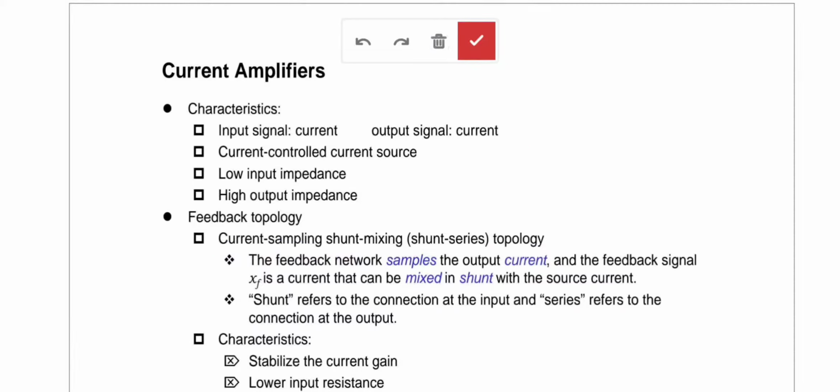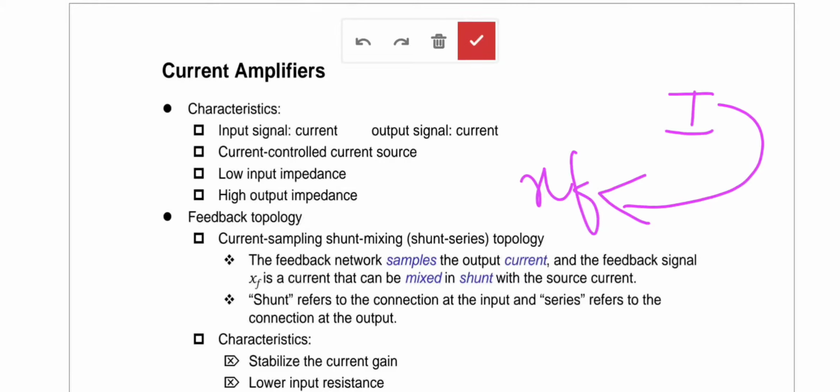Here the feedback network samples the output current. Output is current, right? So the feedback network samples the output current and the feedback signal XF is a current, which is mixed in parallel with the source current. Here the shunt refers to the connection at the input and series refers to the connection at the output.